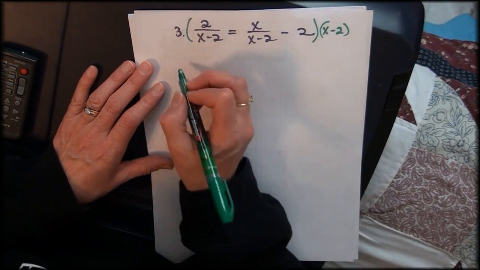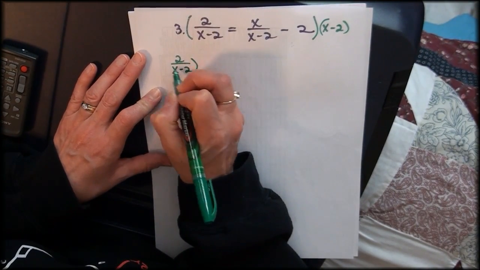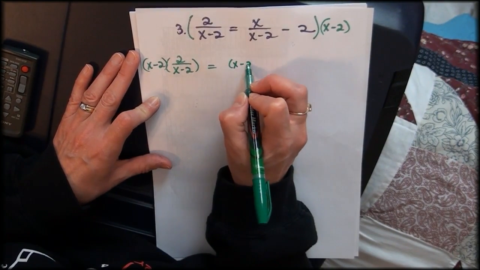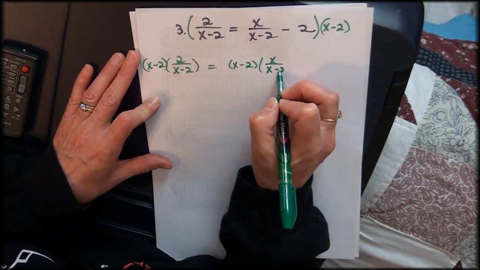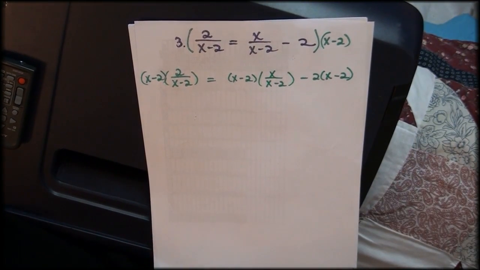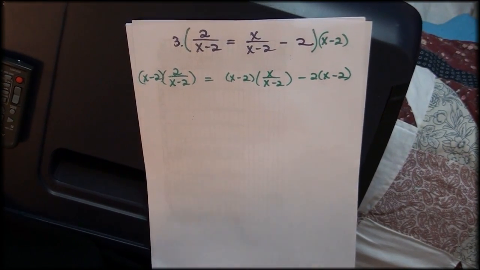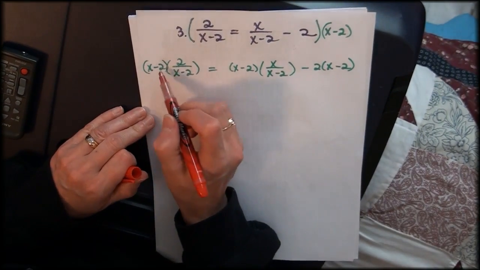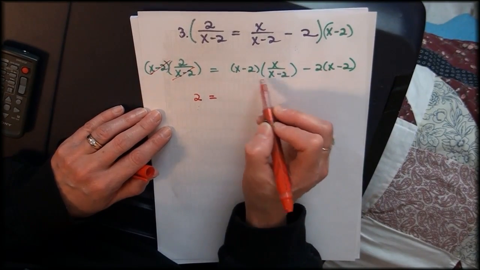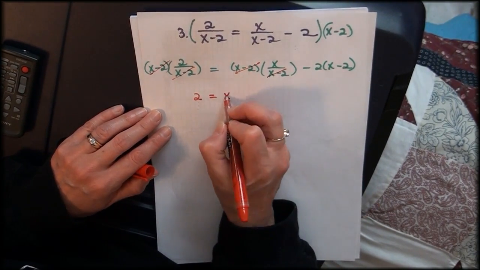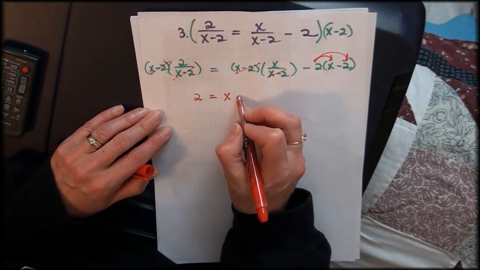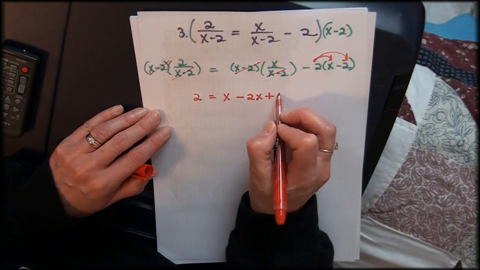of the denominators. So I'm going to take every single term, multiply it by an x minus 2. Every single term. Because when I do that, when I look at this one, these x minus 2's will completely cancel out and I'm just left with a 2. When I look at this one, the x minus 2's will completely cancel out and I'm just left with an x. Here, I need to distribute the negative 2 through, giving me a minus 2x plus a 4.